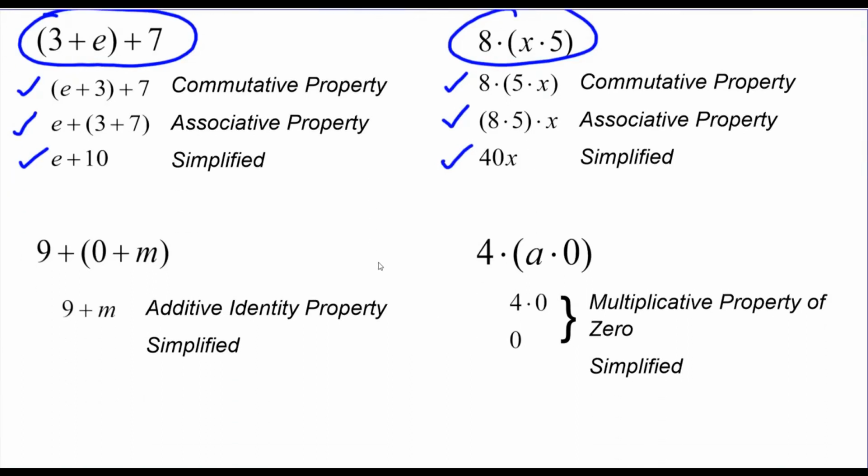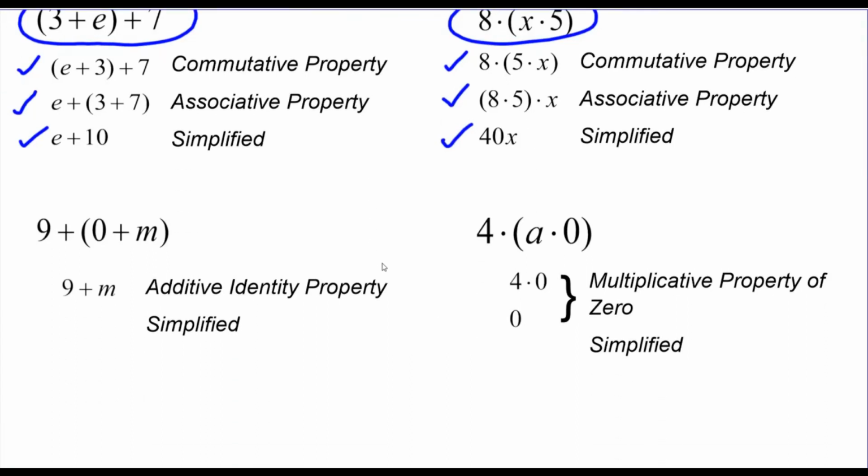And then in these last couple here, I use the additive identity property because 0 plus m is just going to be m. Anything plus 0 is just itself. So then I ended up with 9 plus m after I used the additive identity property, and that is that. Since I don't know what m is, I can't take 9 plus m, so then I am simplified.